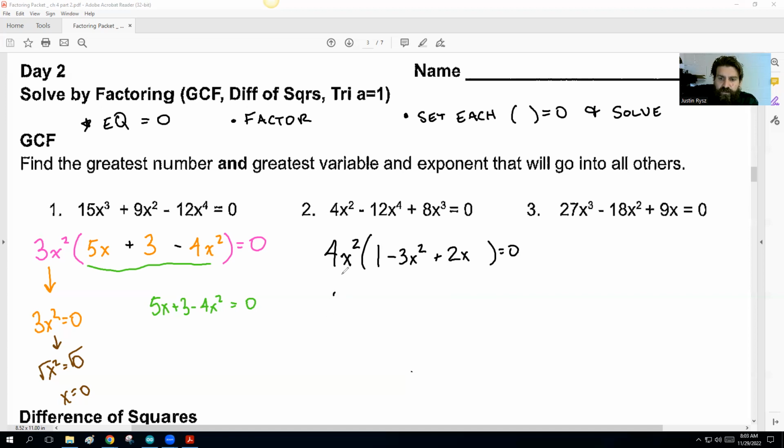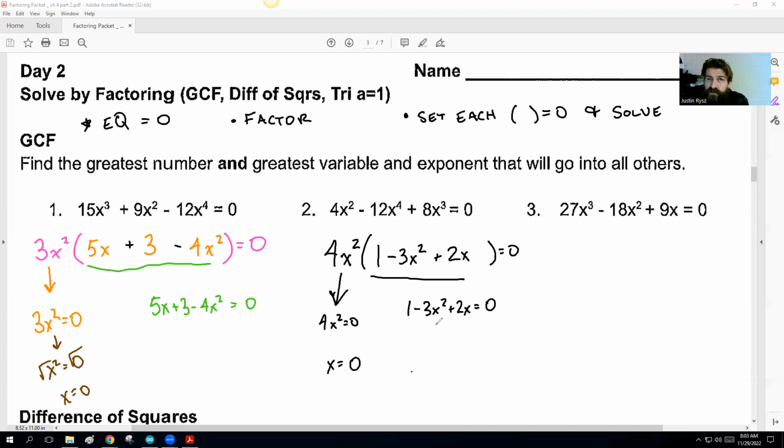Same thing here: we break this up into 2 problems. We'd say 4x squared equals 0, which you guys might see by now would be 0. This one, we'd have 1 minus 3x squared plus 2x equals 0. We don't know how to solve that one yet, but we will. Tomorrow we'll go over those things.